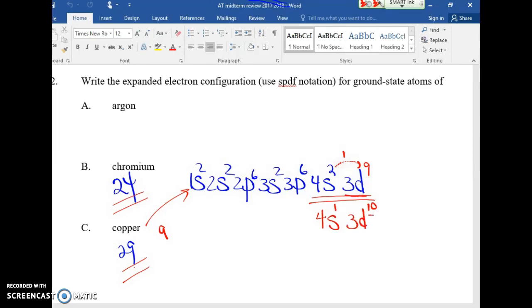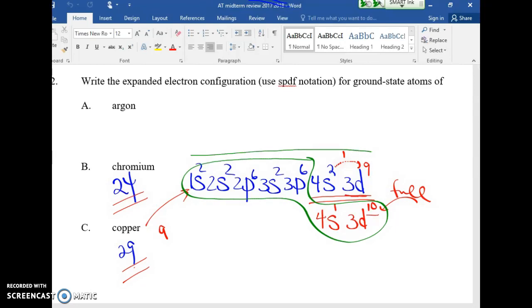Why is this more stable? Well, now this is a full outer d sublevel. Full outer sublevels give an atom a bit more stability. So your final answer for copper is this. Again, if you do this, like so, you'll get partial credit. For full credit, however, you have to reflect that copper is an exception, just as chromium was an exception.